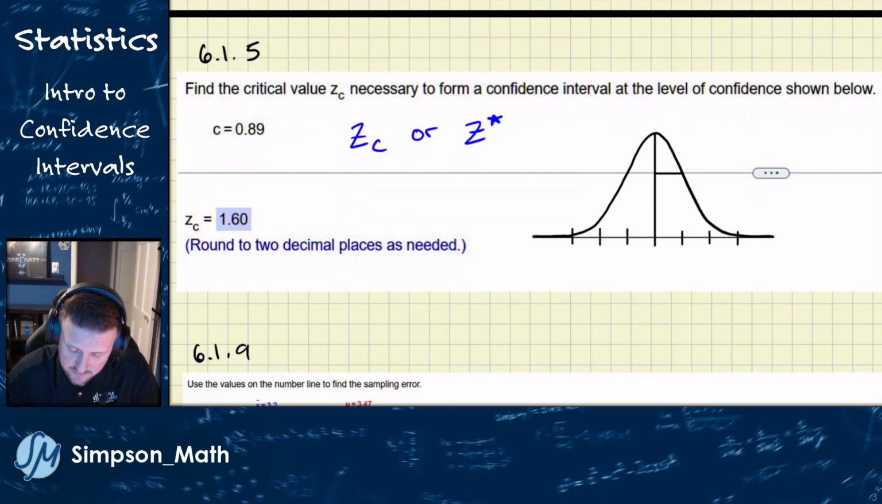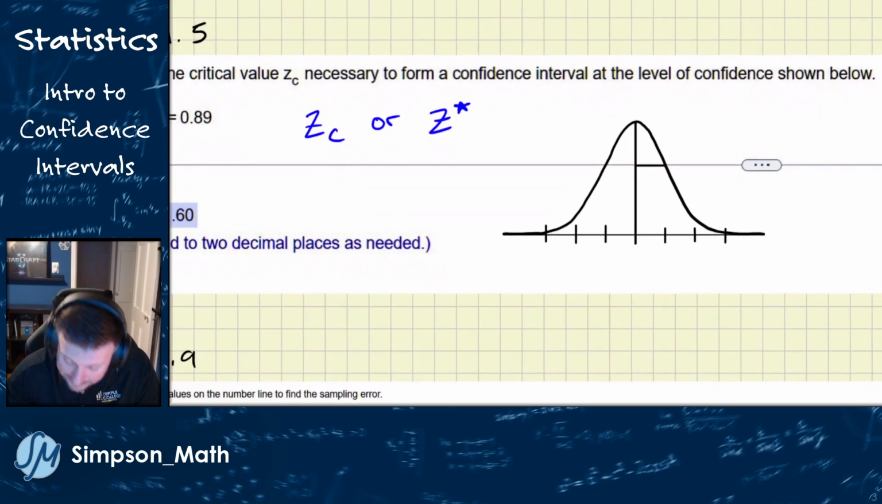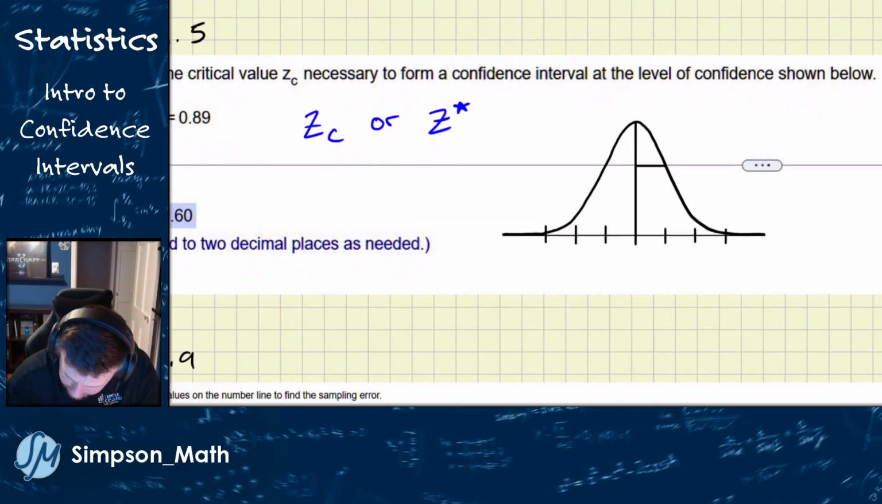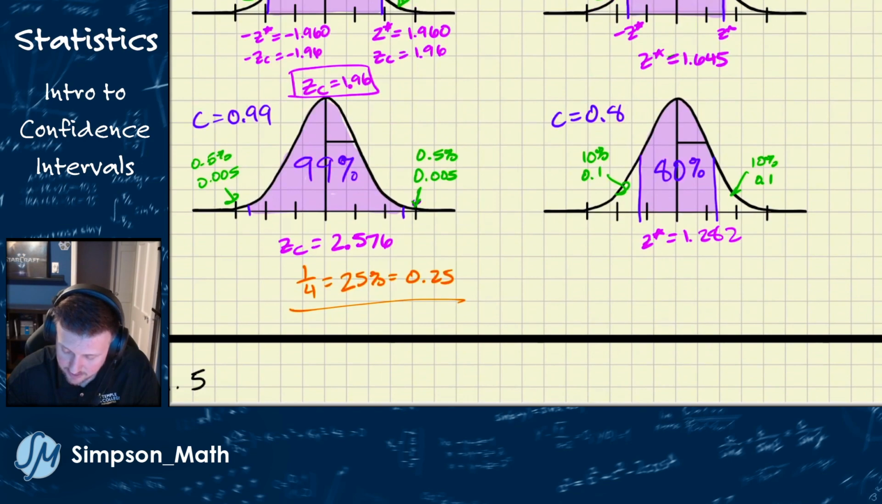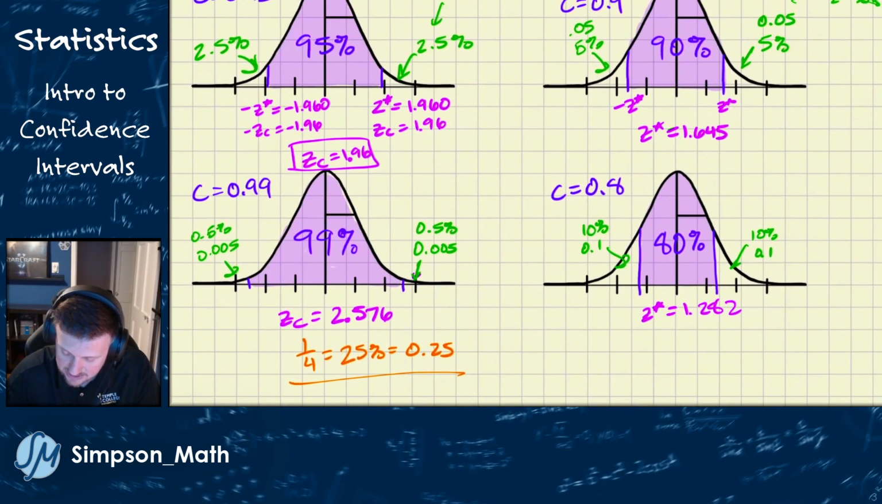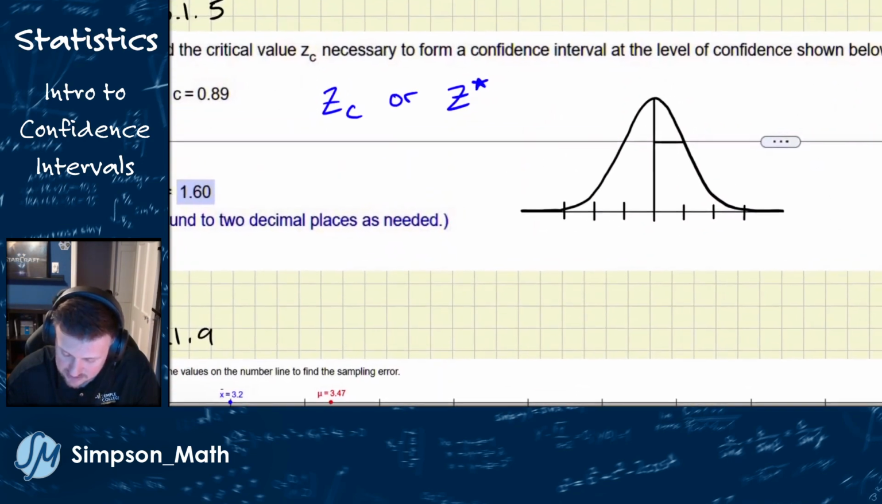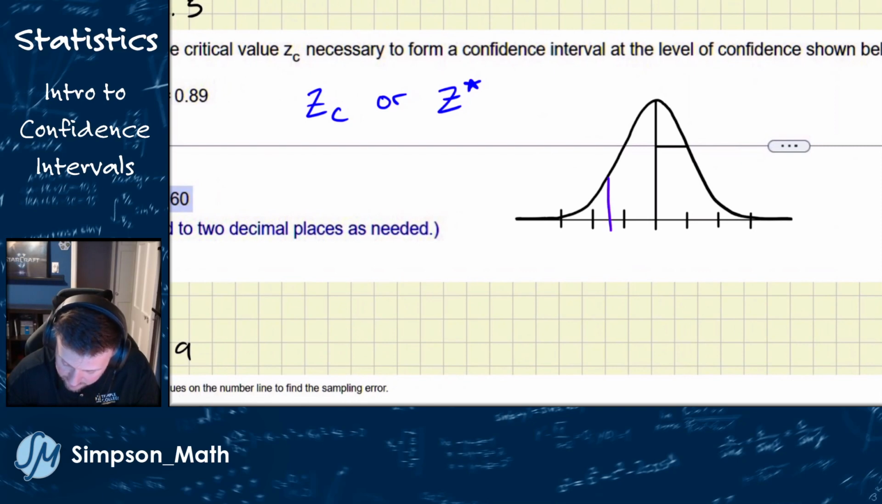So let's find the critical value, Z sub C, necessary to form a confidence interval at the level of confidence shown below. And it wants a level of confidence of 0.89. So what I like to do is draw a picture. I know that if it was at 2, that would be 95%, and that's a little bit extreme. 80 was at like 1.2, 90 was 1.645, so this should be somewhere between about 1.5-ish or so, just to kind of be able to eyeball it.